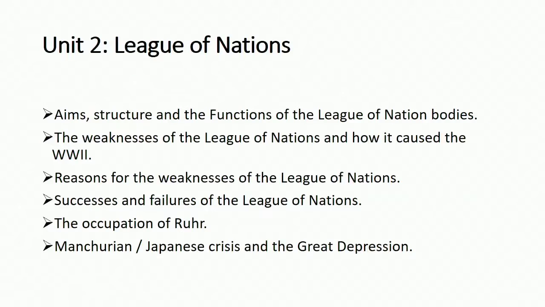So let's talk about the Great Depression. The Great Depression is one of the weaknesses, one of the factors that caused the League of Nations to fail. This was a weakness in the economy of the world that happened in the 1930s. When we talk of the 1930s, we talk of 1930 to 1939.